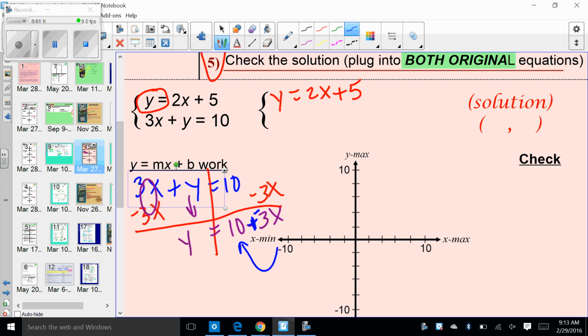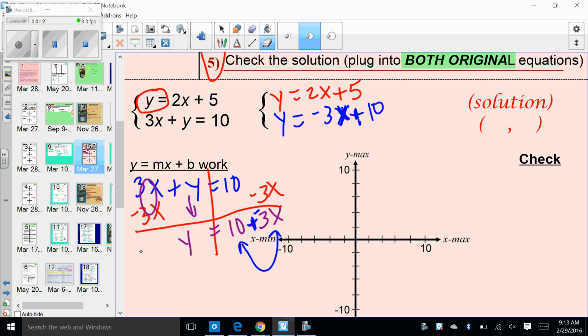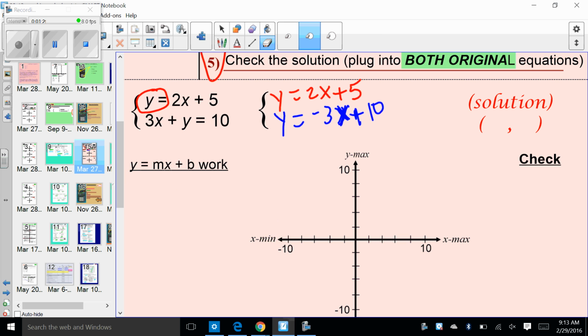I'm going to flip some things around here because of the commutative property and say that's y equals negative 3x plus 10. And now we're going to take a look at these two equations based on everything that we've just learned. I'm going to erase that just because I want to clean up my board. Again, if I'm going too fast, go ahead and pause that video. Okay, so here's what we got.